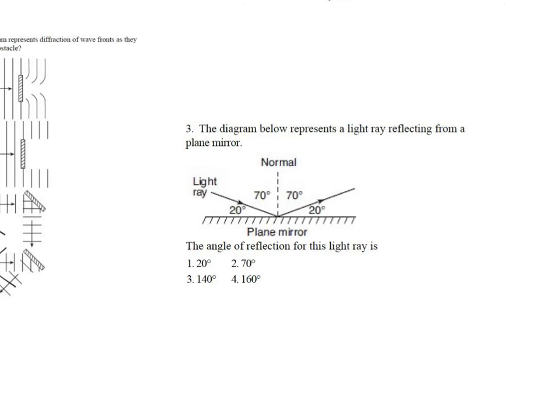For this one, the diagram below represents a ray of light reflecting from a plane mirror. The angle of reflection for this ray of light is, a lot of people might choose 20 for this one. Watch out, it's 70. This is just checking if you know the difference between incident and reflection. So just be careful of that, all right? This is the angle of reflection. This is the angle of incidence, okay?